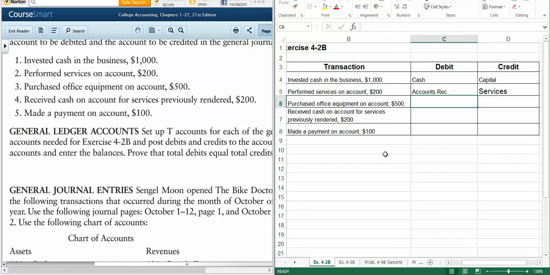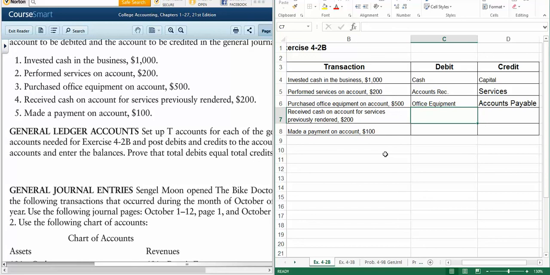Okay, the next one is we purchased office equipment on account, which means we purchased it and we promised to pay the other company. So for example, if we go into Staples and we purchase a laptop for our business, so they put it on account, we are actually increasing our accounts payable. And then we're increasing the asset that we purchased. In this case, we purchased office equipment.